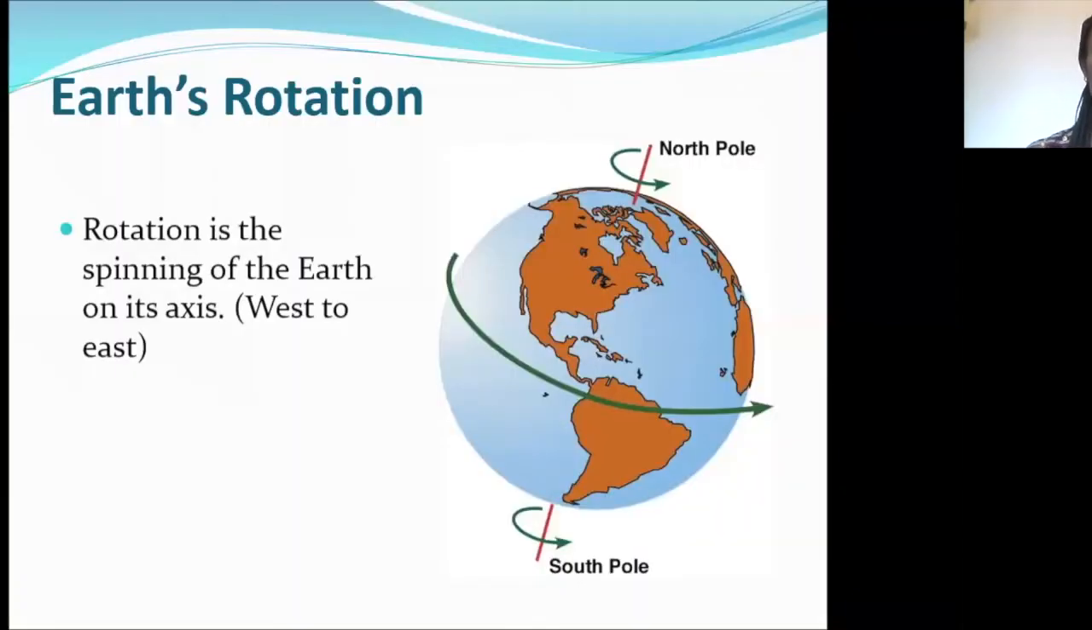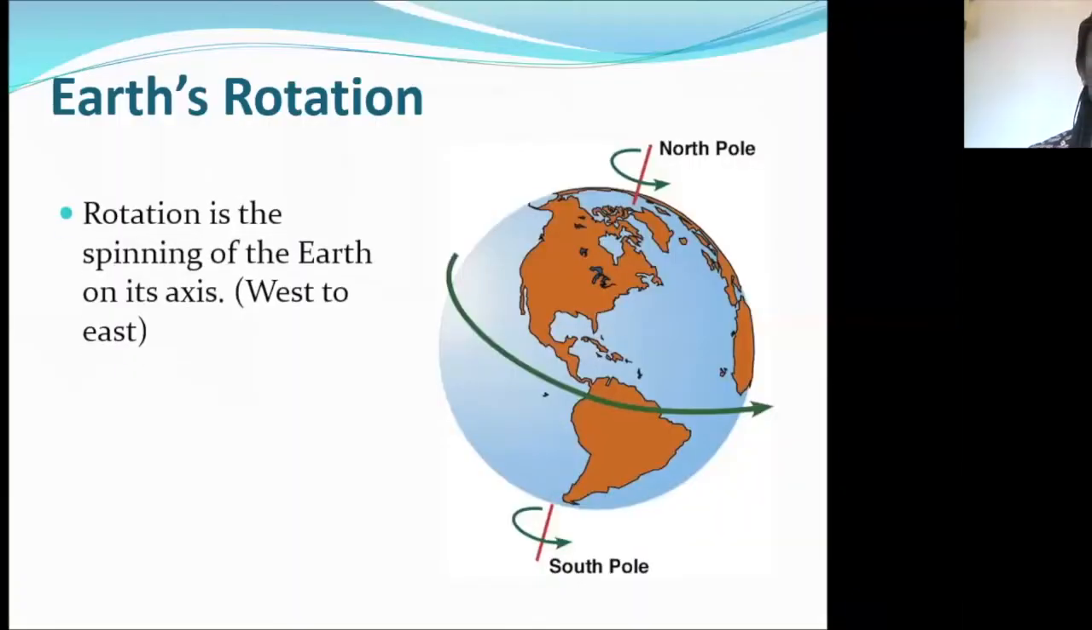The Earth's rotation. Rotation is the spinning of the Earth on its axis. And the Earth spins from west to east. So it is counterclockwise, it spins the opposite direction of a clock. The time it takes for the Earth to rotate is 24 hours.